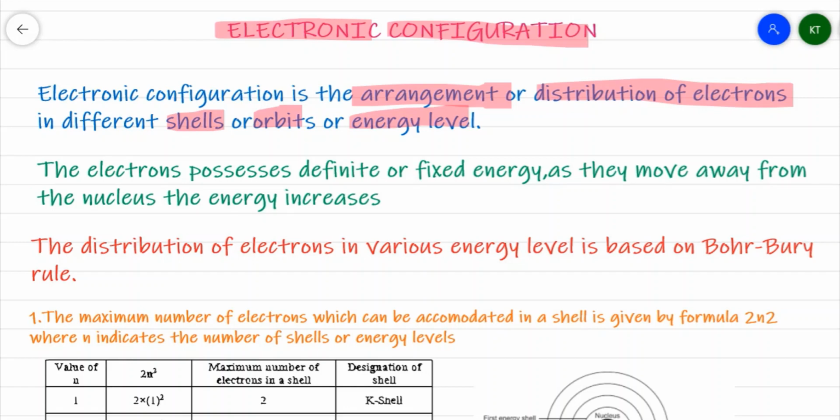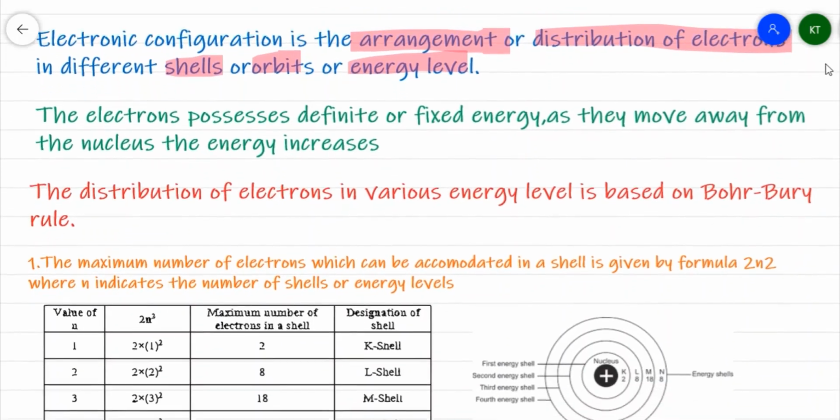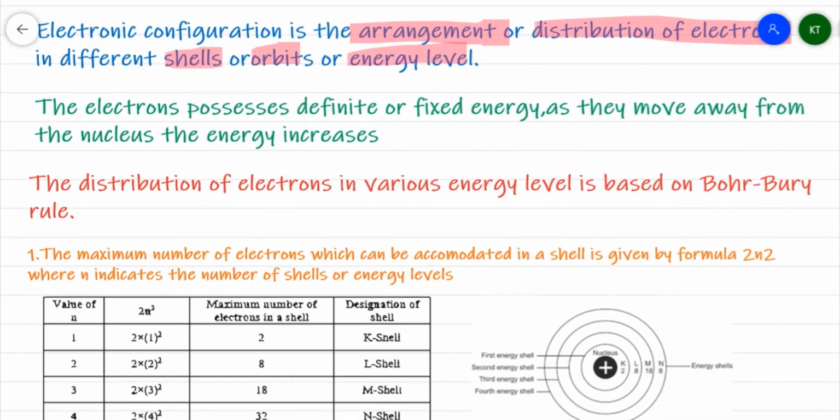Now the electrons possess a certain fixed energy, and as they move away, the energy of that level goes on increasing. Generally the distribution of electrons is based on the Bohr-Bury rule, which is the 2n square rule. This rule governs the distribution of electrons in various shells or orbits.